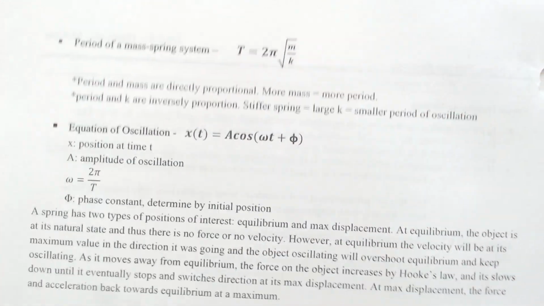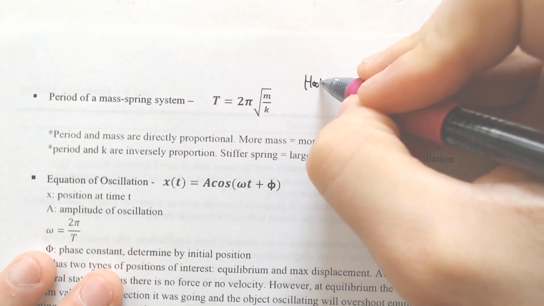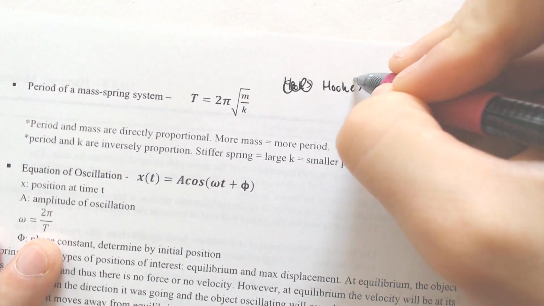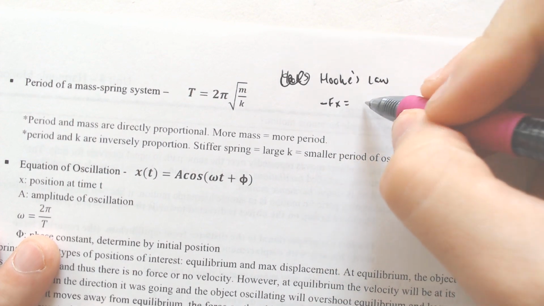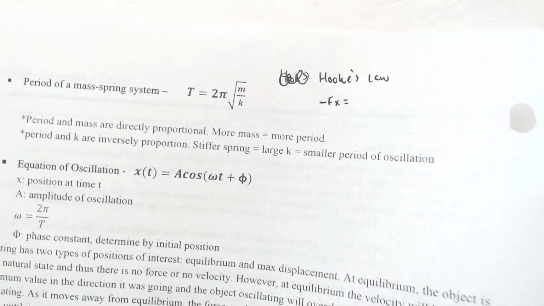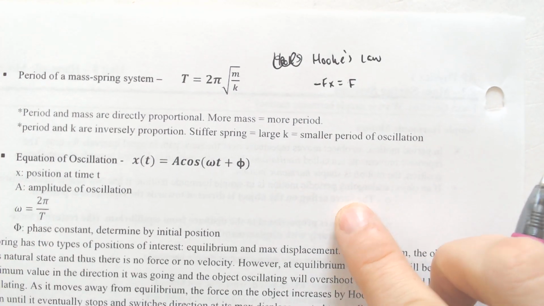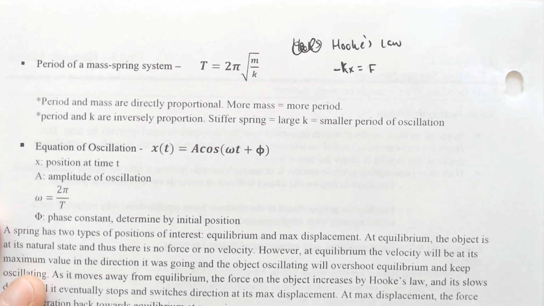So sometimes you'll have to utilize Hooke's law, which is negative kx equals the force. So sometimes you'll need the negative kx. Negative kx will equal the force.